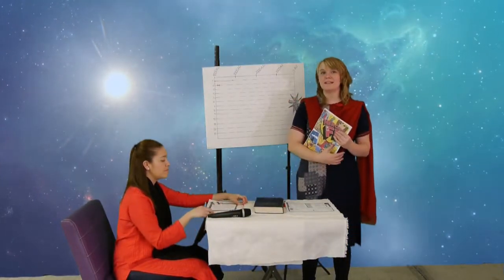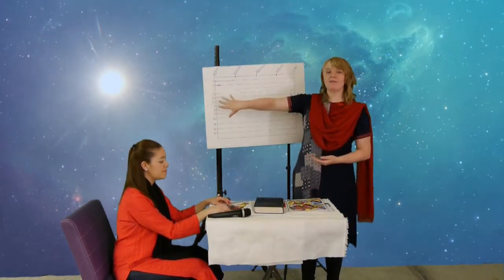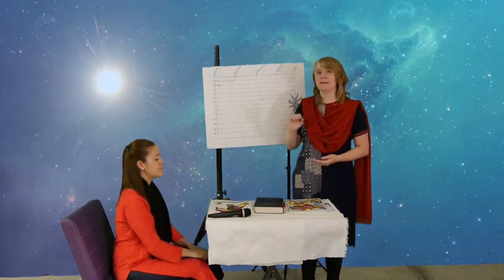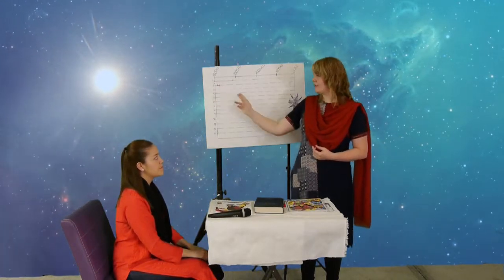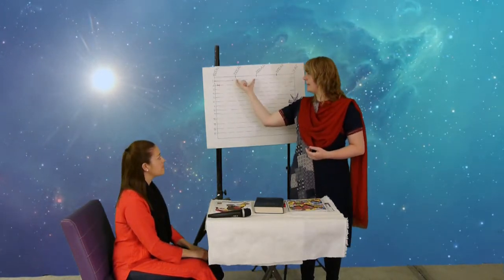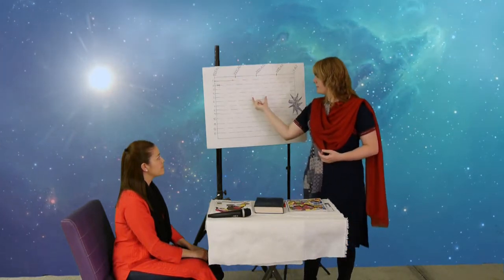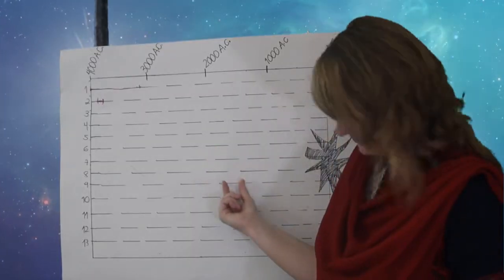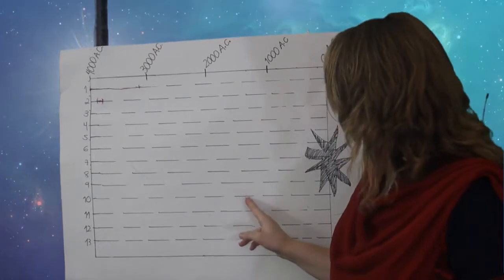With this quick activity in Heroes of the Faith Sunday School, your children can have a better understanding of the timeline of what happened, when these things happened, who lived first. Noah was about here. Abraham is over here. Isaac, Jacob, Joseph. Moses was about here.